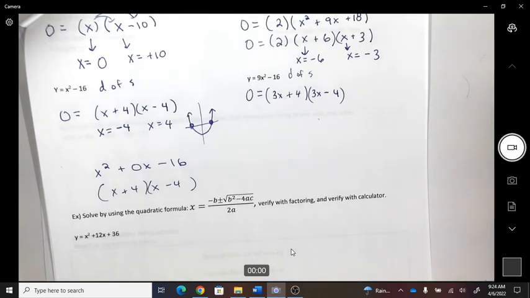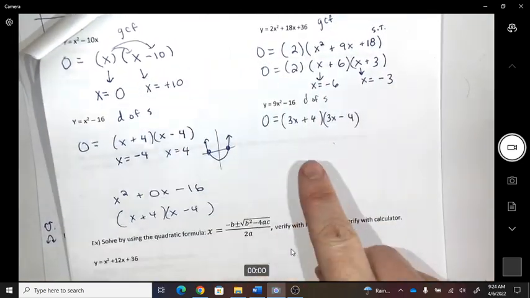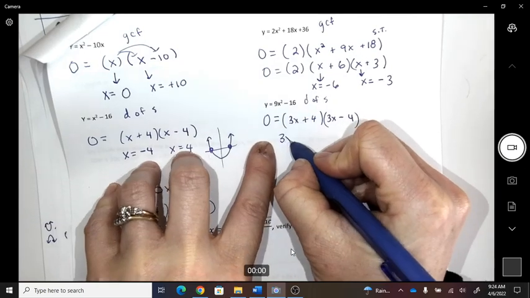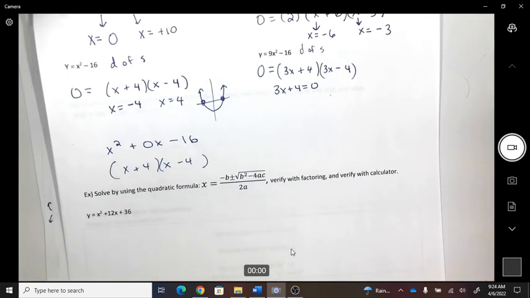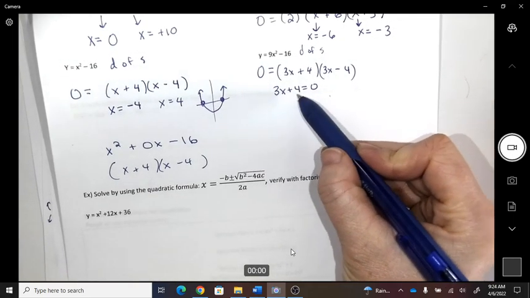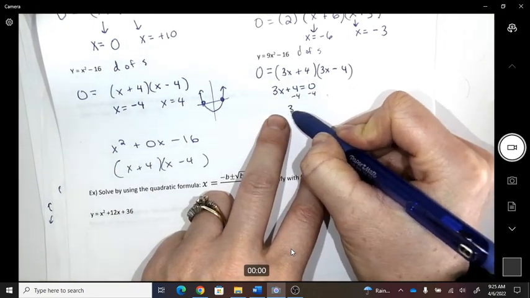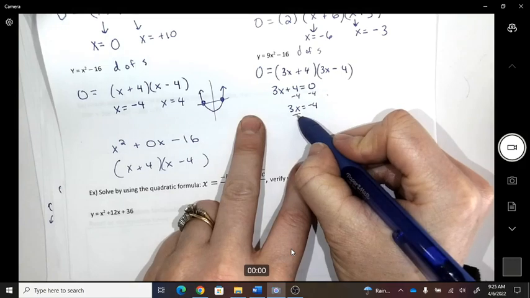Okay, this one is different. Because these ones just had x's, I could do them quick. This one doesn't just have an x, it has a 3x. So how do I get this bracket to end up at 0? How do I get that bracket to end up at 0? How would you do some algebra stuff here? I'm going to subtract 4 and divide by 3.